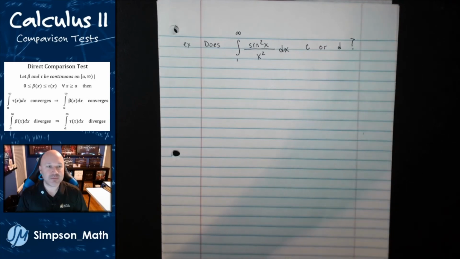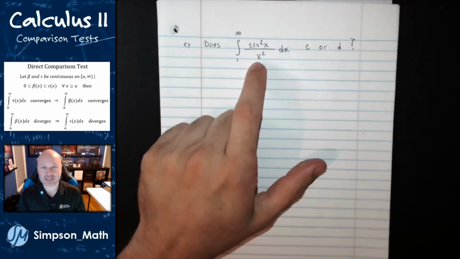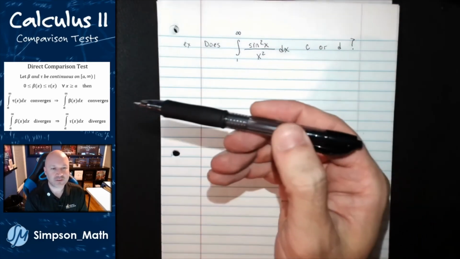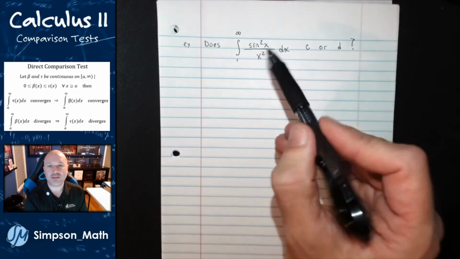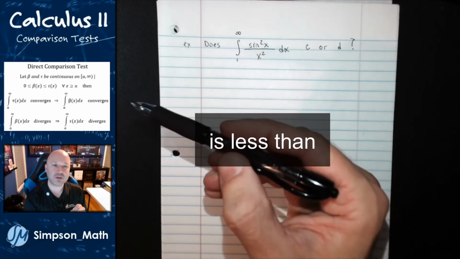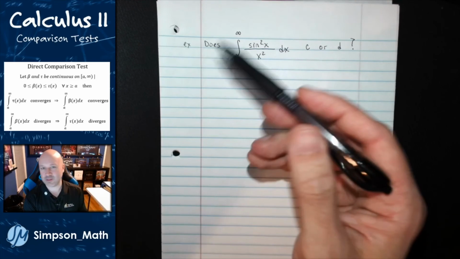Well, I think I must be supposed to use the direct comparison test. So what should I maybe compare it to? 1 over x squared? Yeah, I agree, because that's what I've got down there. What happens to 1 over x squared? It converges. So if I can show that sine squared over x squared also converges, then I'm done here.